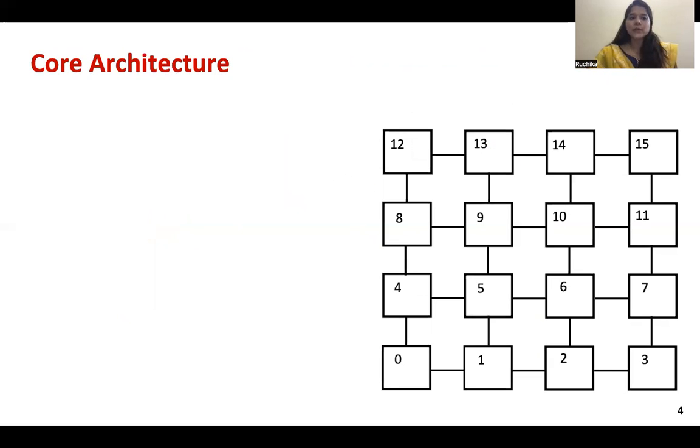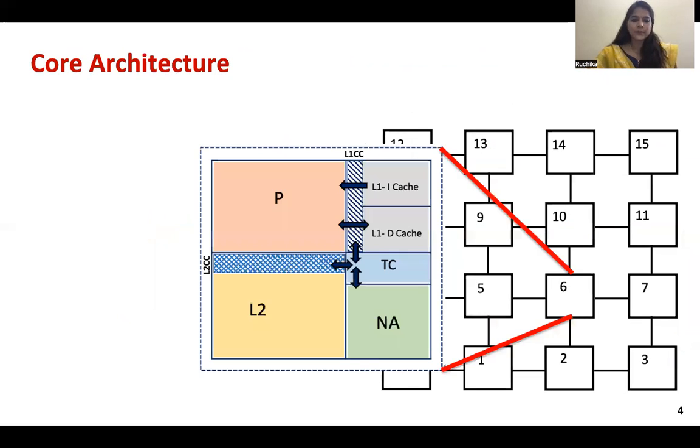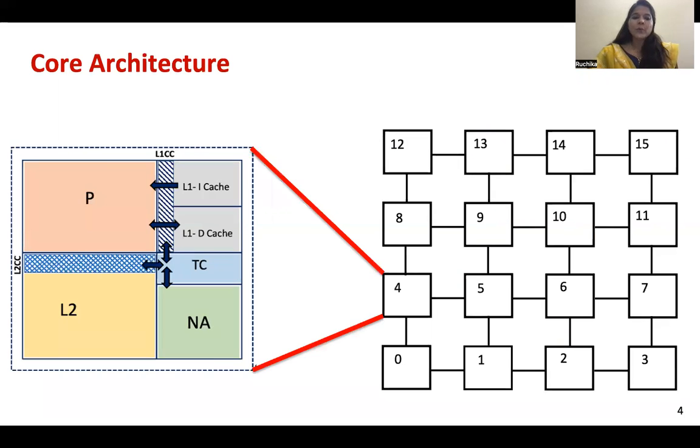Let me walk you through the core architecture. The major components of a core architecture are a processor, L1 and L2 cache, a tile controller, and a network adapter.